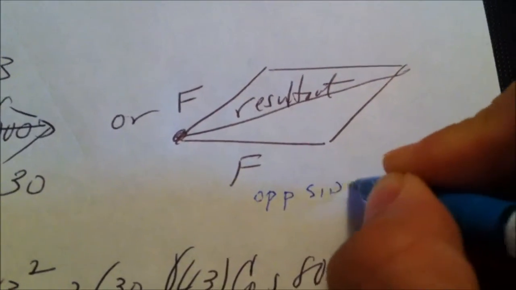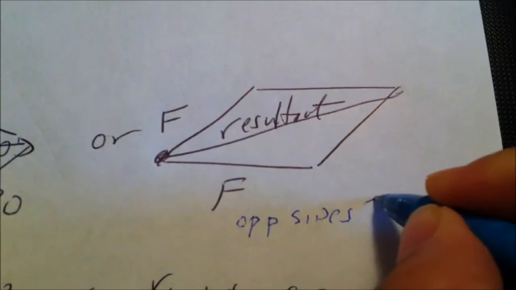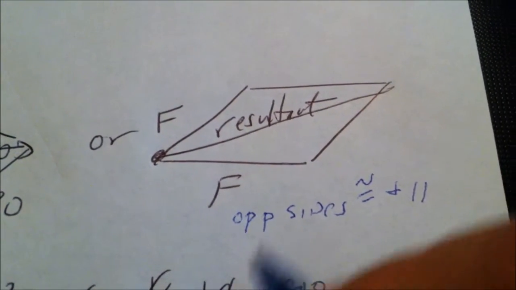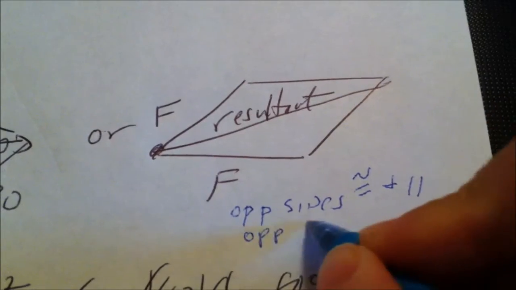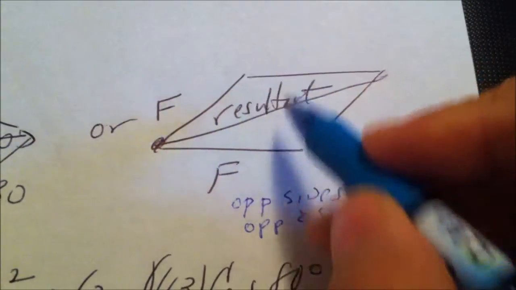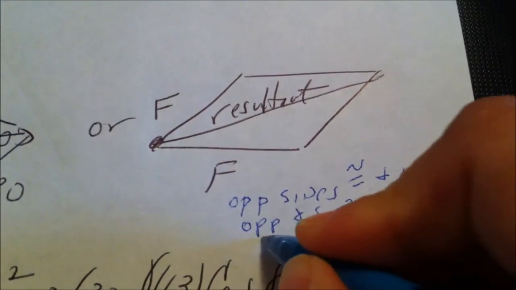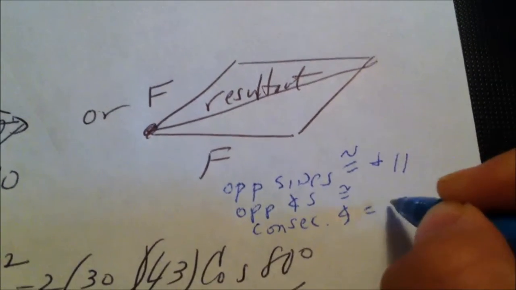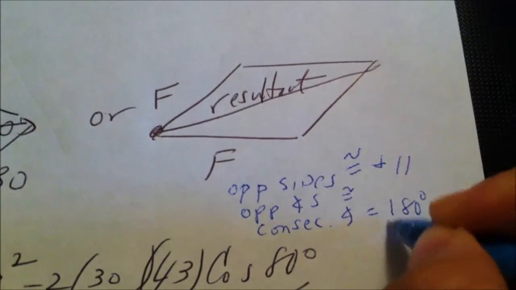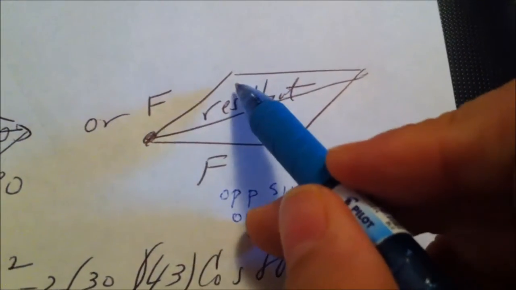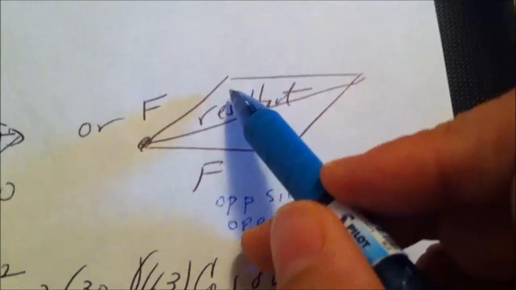They're also, since it's a parallelogram, parallel. So opposite sides are both congruent and parallel. Opposite angles are congruent. So angles that are across from each other are congruent. And consecutive angles or adjacent angles are supplementary. So their sum adds up to 180. So if this were 50, this angle over here, excuse me, would be 130, etc.